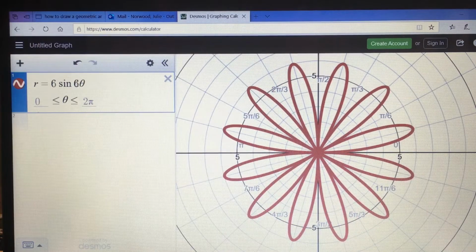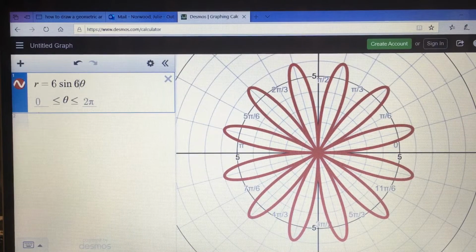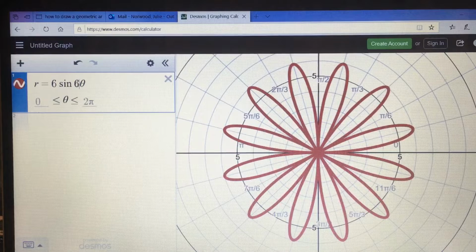Do this until you can answer the questions on the sheet. You should be able to answer: what value of n would make a rose with 11 petals? If you're not sure, try something, count the number of petals and see if you got it right. Same thing with: what value of n would make a rose with 12 petals? I'm sure you've figured this pattern out.